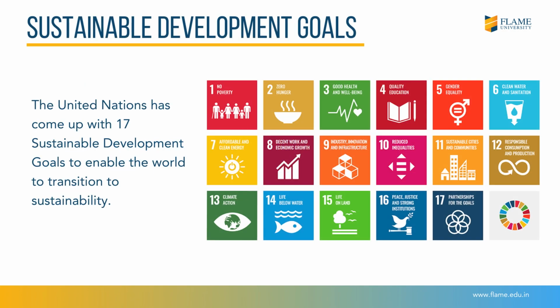The United Nations has come up with 17 Sustainable Development Goals to enable the world to transition to sustainability. These goals include no poverty, zero hunger, good health and well-being, quality education, gender equality, clean water and sanitation, affordable and clean energy, decent work and economic growth, industry, innovation and infrastructure, reduced inequalities, sustainable cities and communities, responsible consumption and production, climate action, life below water, life on land, peace, justice, and strong institutions, and partnership for the goals.